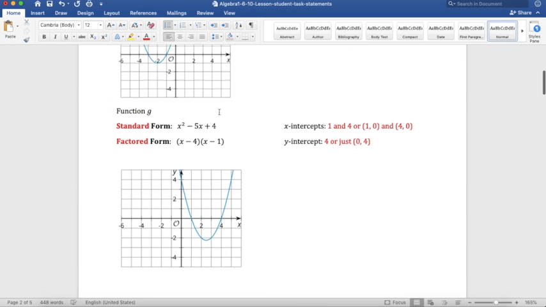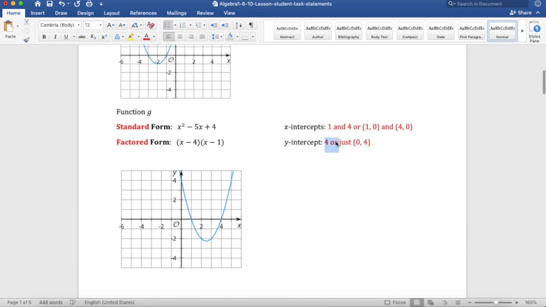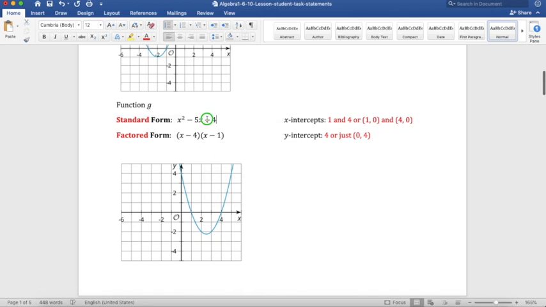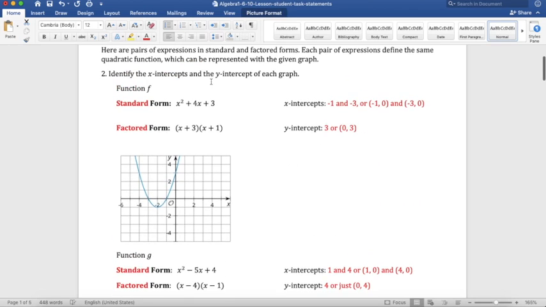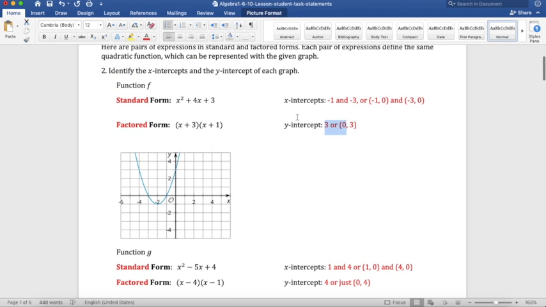Is my y-intercept always in my equation? 4. Yes. And in the first one, my y-intercept of 3. Okay, that's also in my first equation. Cool. All right. So now let's look at my x-intercepts.